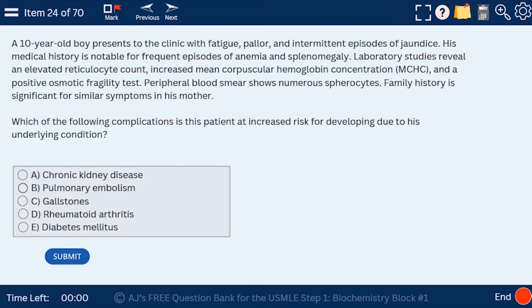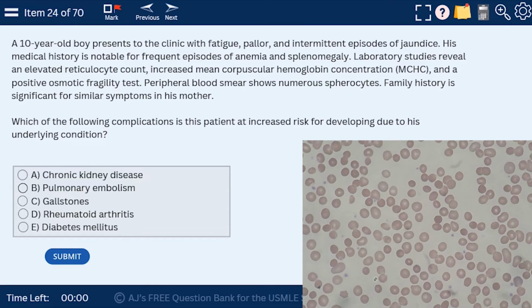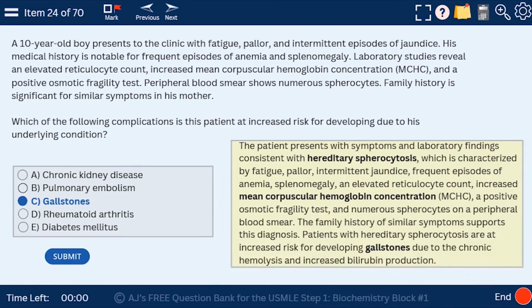Question 24. Here we have this 10-year-old boy who has fatigue, pallor, and jaundice, increased MCHC. For the purposes of the USMLE, there's really only one condition that has increased MCHC, and that's hereditary spherocytosis. And that's what's going on over here, and that's why the peripheral blood smear shows spherocytes, and that could lead to gallstones, which you can read about over here. This is due to the chronic hemolysis and increased bilirubin production.